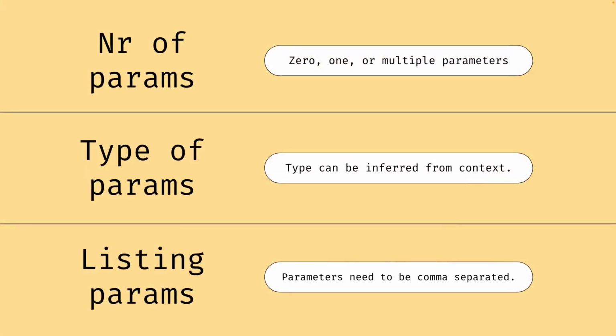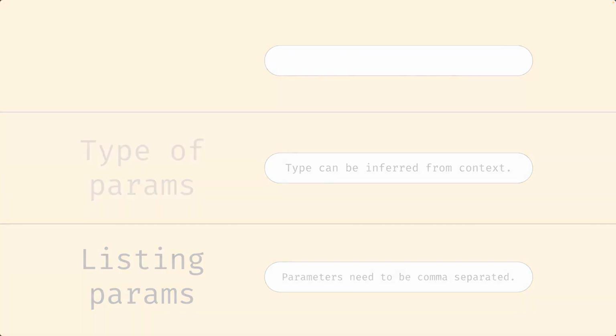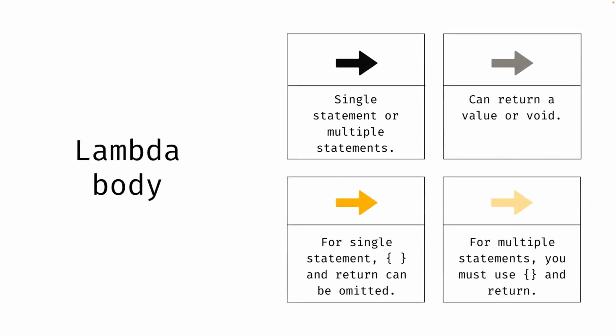Lambdas can have 0, 1 or multiple parameters, and their types can be inferred from the method signature of the functional interface being implemented. Parameters are comma-separated when there are more than one. The body of a lambda expression can consist of a single statement or multiple statements.